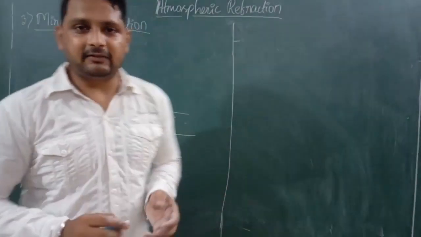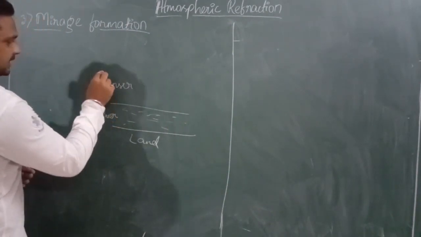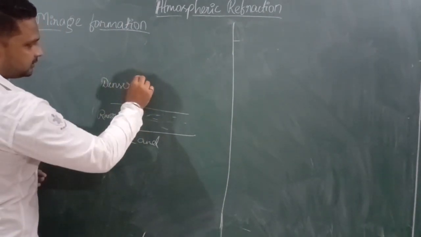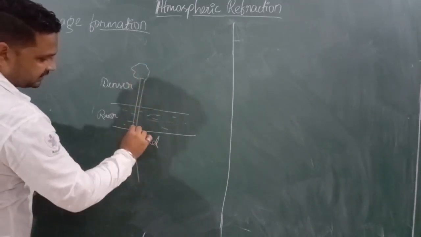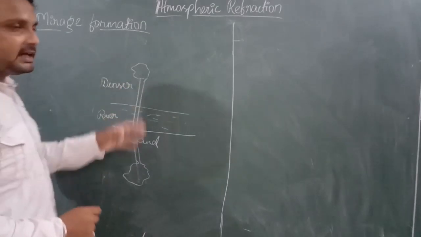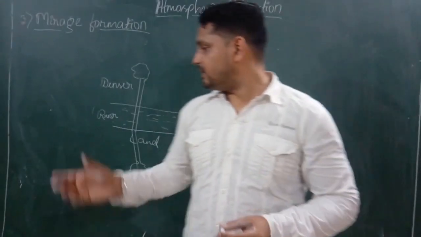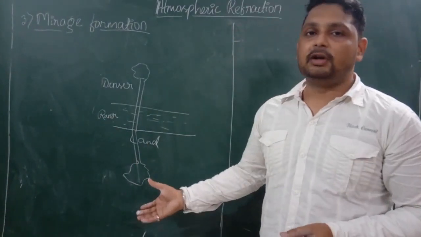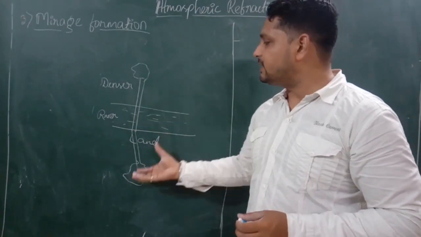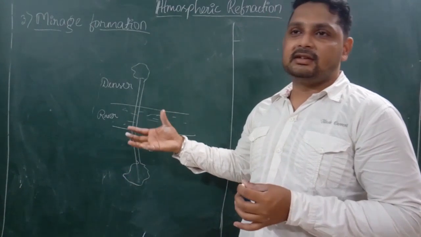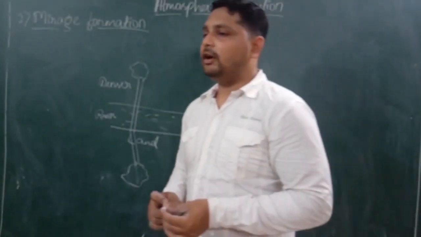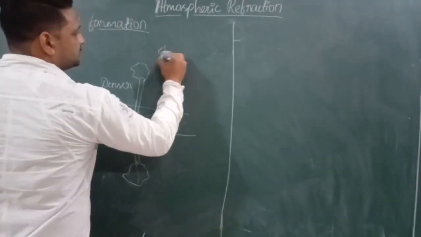So what happens if there is a tree or something? It forms its image here. Due to this atmospheric refraction, we see the image of the tree formed on the ground. So our brain considers that there is a water body here, and we are seeing its reflection in the water body. So it misunderstands that there is water here. This kind of mirage is called an inferior mirage.